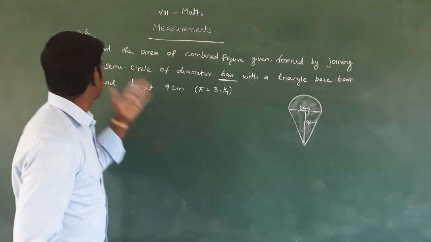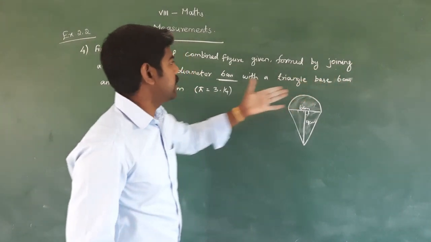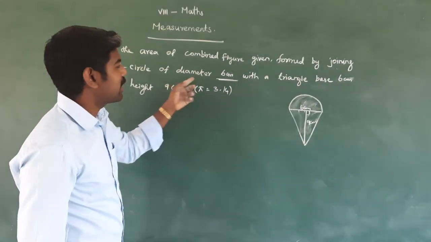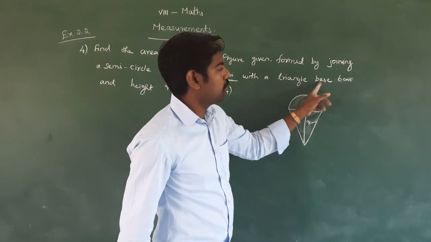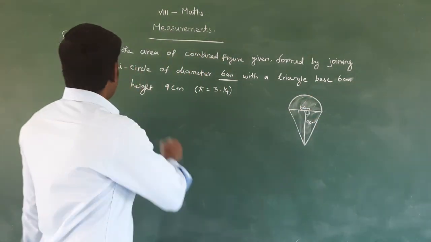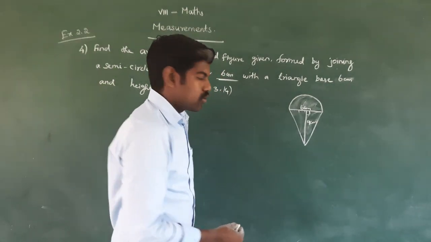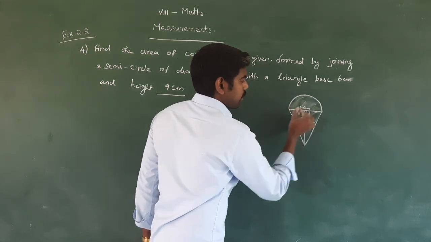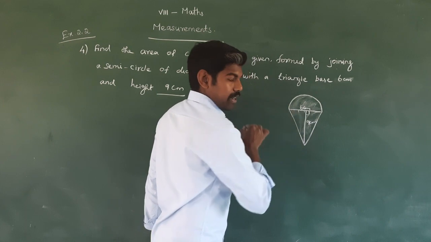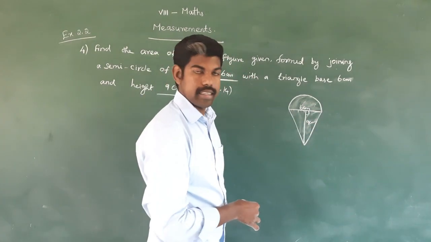Next, question number 4. Find the area of the combined figure formed by joining a semicircle of diameter 6 centimeter with a triangle of base 6 centimeter and height 9 centimeter. Look at the figure. This is one triangle. The base of the triangle is 6 centimeter, and the height of the triangle is 9 centimeter.